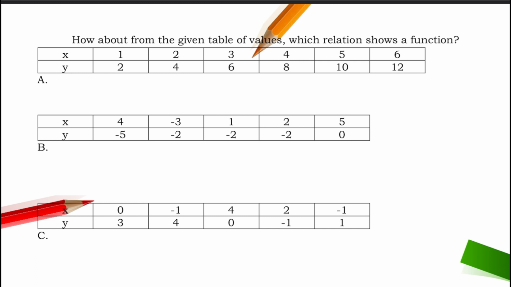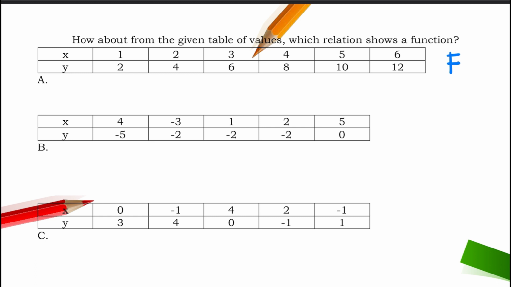Now, table A: we have the values of x, which are 1, 2, 3, 4, 5, and 6, whose pairs are the values of y, which are 2, 4, 6, 8, 10, 12. Again, the same rule applies as with the given ordered pairs. Observe or examine the first elements: 1, 2, 3, 4, 5, 6. None of them is repeated. They are all unique, so therefore this table of values is also a function.